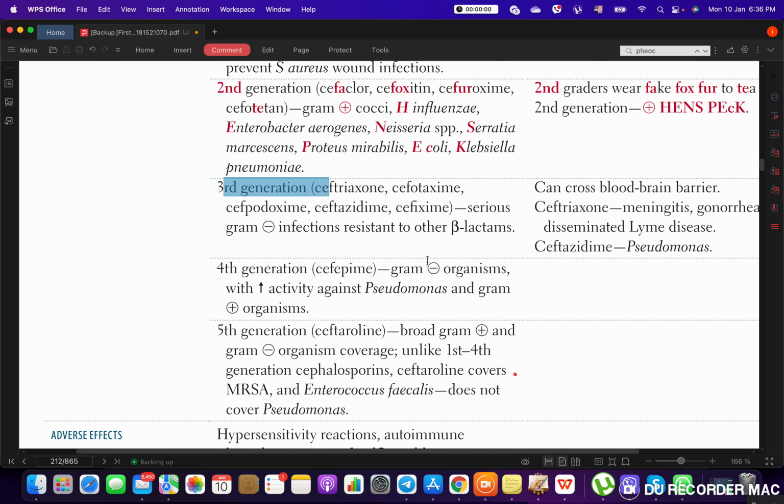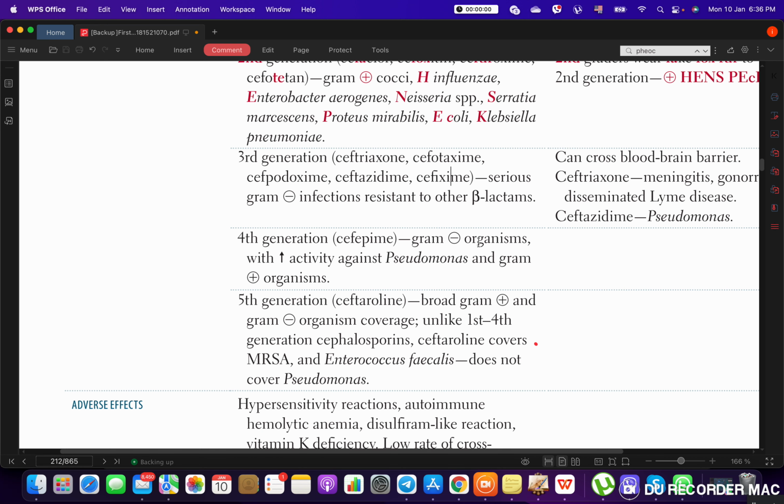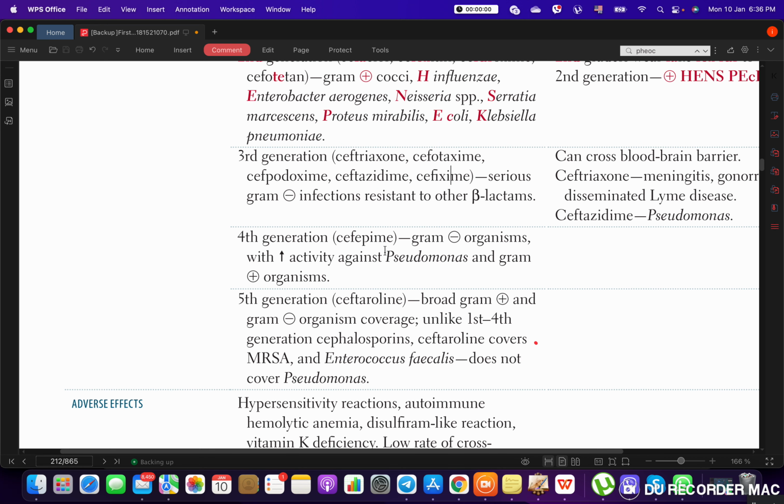If we speak about the third generation, we have ceftriaxone, cefotaxime, cefpodoxime, and ceftazidime. A lot of names that are difficult to memorize if you did not do Sketchy. So serious gram-negative infections that are resistant to other beta-lactams can be covered by this one. So the third generation, we can say that it has quite a wide spectrum.